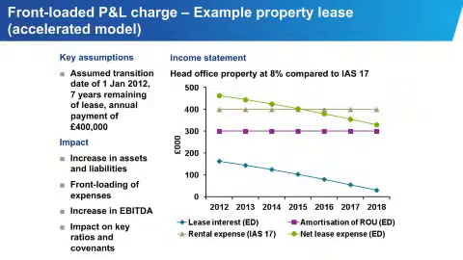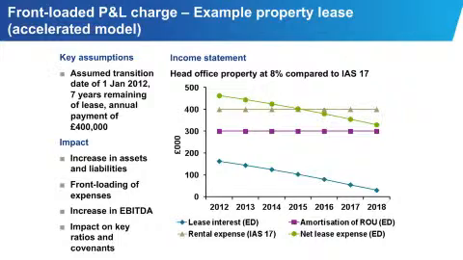The example assumes a date of transition of the 1st of January 2012 for a lease with 7 years remaining. Annual lease rental is approximately £400,000 per year. This shows the current treatment under IAS 17 as an expense, shown in light brown, an equal charge each period over the life of the lease.